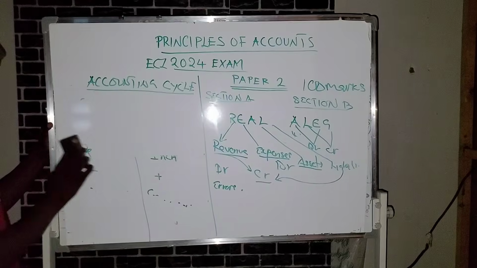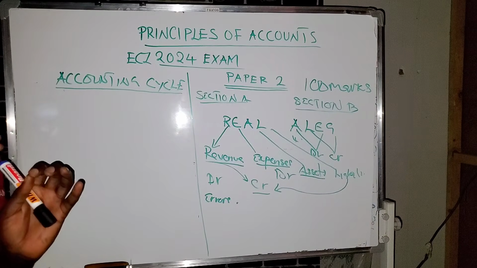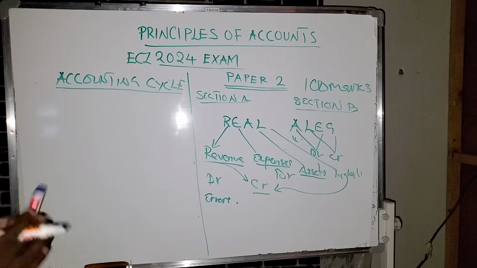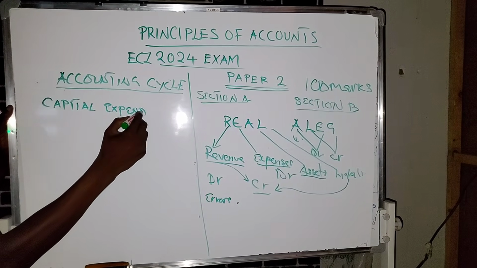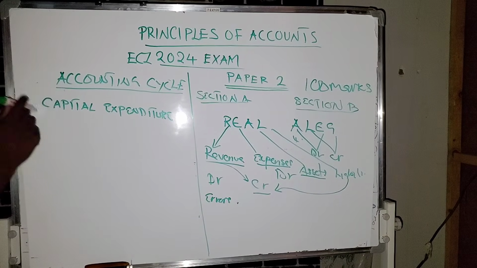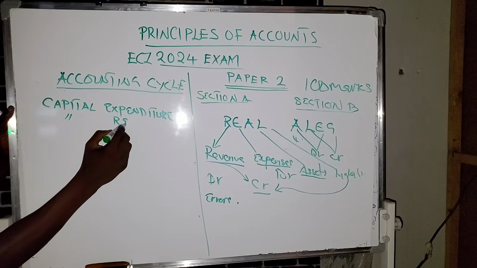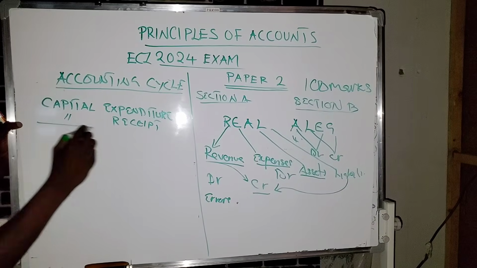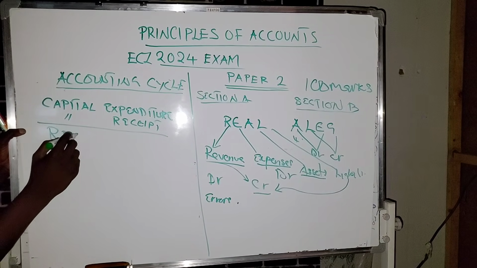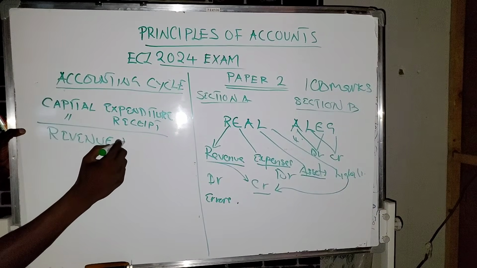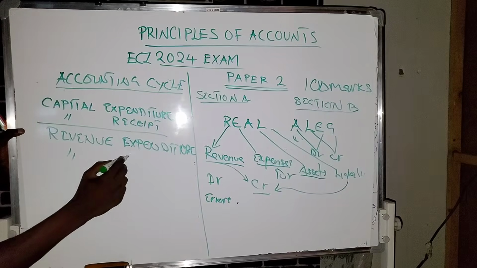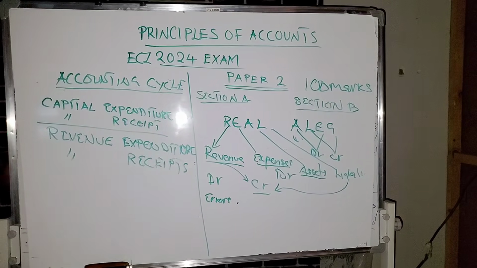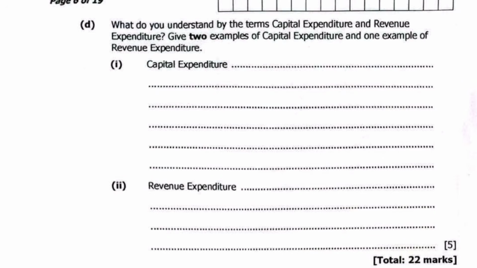Okay, know the bank reconciliation. The other information which is very critical, guys, that you need to go through in your notes or books is this one: capital expenditure. Not only capital expenditure, but you should also know capital receipt. Then you have revenue expenditure, and the revenue receipts. Know examples of capital expenditure, capital receipts, revenue expenditure, revenue receipts.